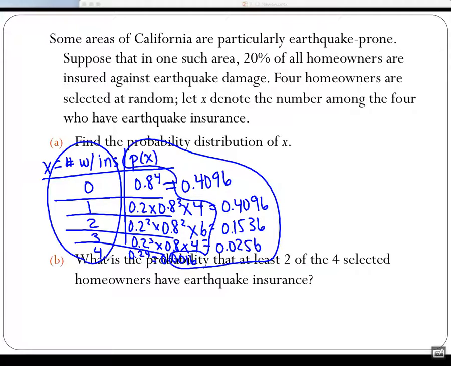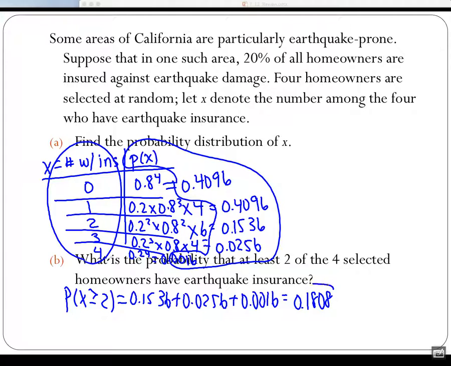Okay, and then the second question, what is the probability that at least 2 of the selected homeowners have insurance? So you're looking for the probability that x is greater than or equal to 2. So that's the 0.1536 plus 0.0256 plus 0.0016. Somebody tell me what that is? 0.1808. Thank you.